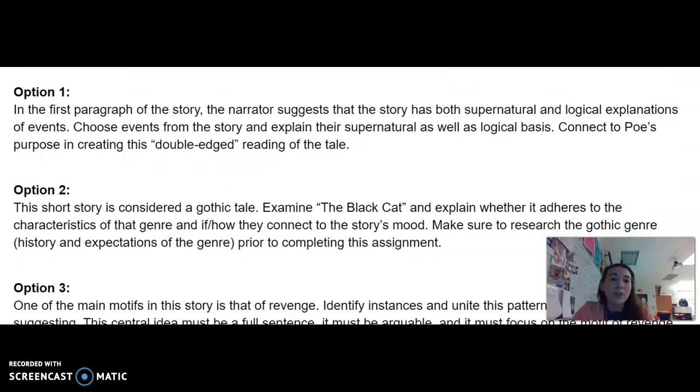Option 2. This short story is considered a Gothic tale. Examine The Black Cat and explain whether it adheres to the characteristics of that genre and if or how they connect to the story's mood. So mood is how it makes the reader feel, so the atmosphere within the story. Make sure to research the Gothic genre, which means the history and expectations of the genre, prior to completing this assignment. So that would be one that would require further research.